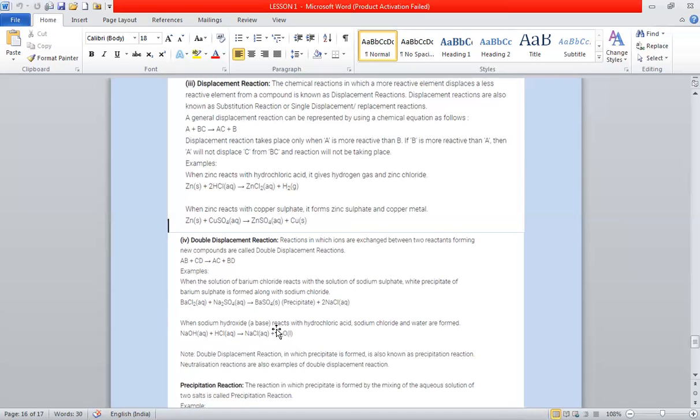When sodium hydroxide, a base, reacts with hydrochloric acid, sodium chloride and water are formed. A double displacement reaction in which a precipitate is formed is known as a precipitation reaction. And neutralization reactions are also examples of double displacement reaction.